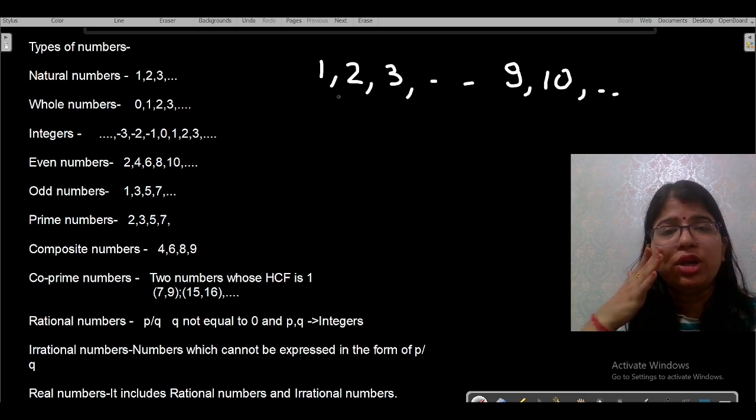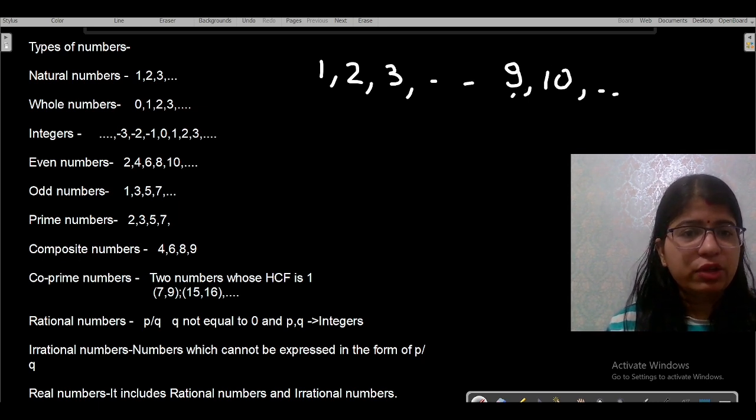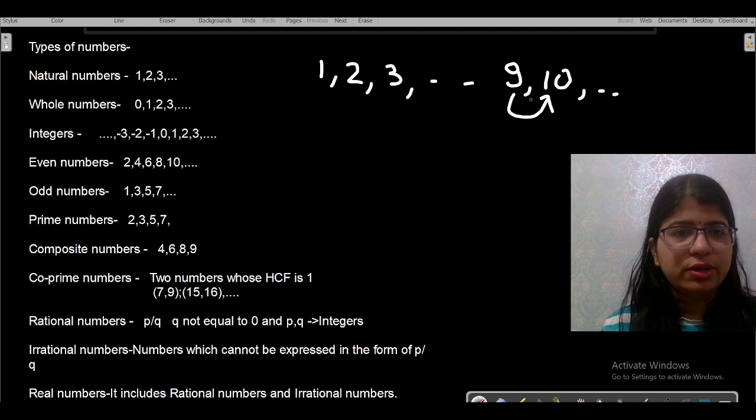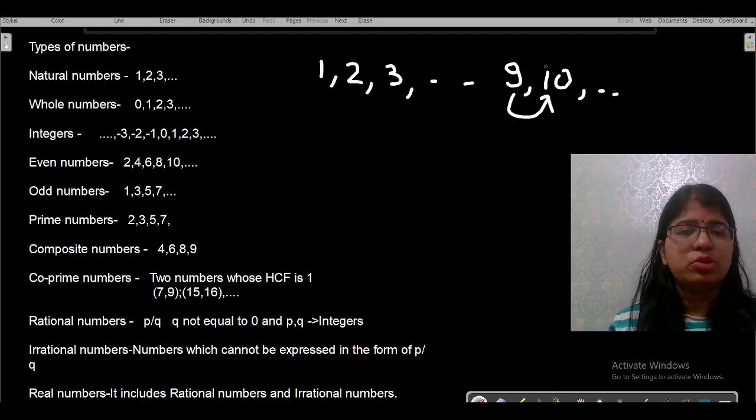Now comes the whole number. What is a whole number? Like we have written 1, 2, 3, 4, 5, 6, 7, 8, 9. If you have to move from 9 to 10, you have to add a 0 to it in order to make a 10. So when we add a 0 to natural numbers, it becomes a whole number.